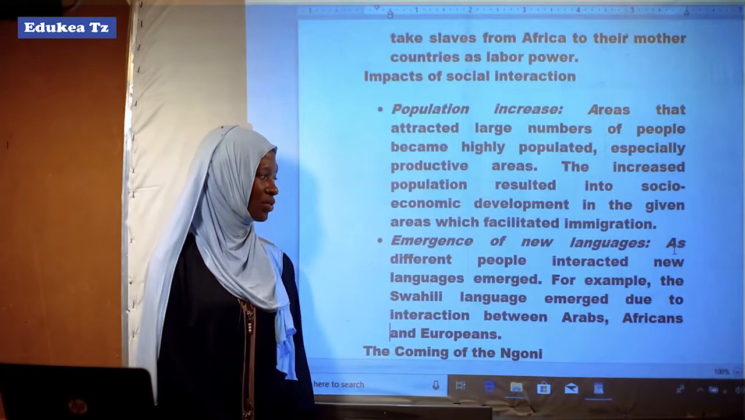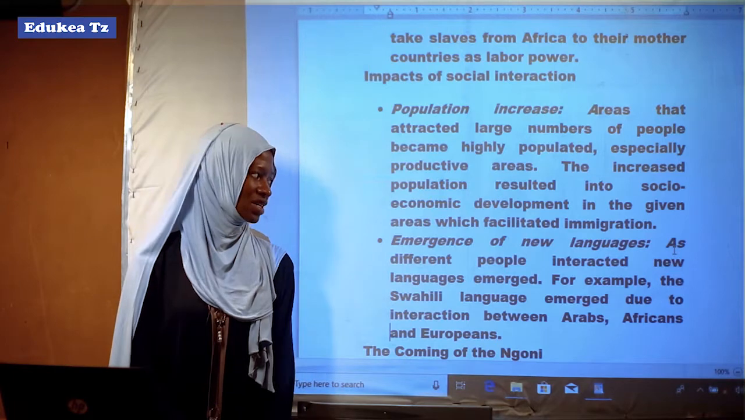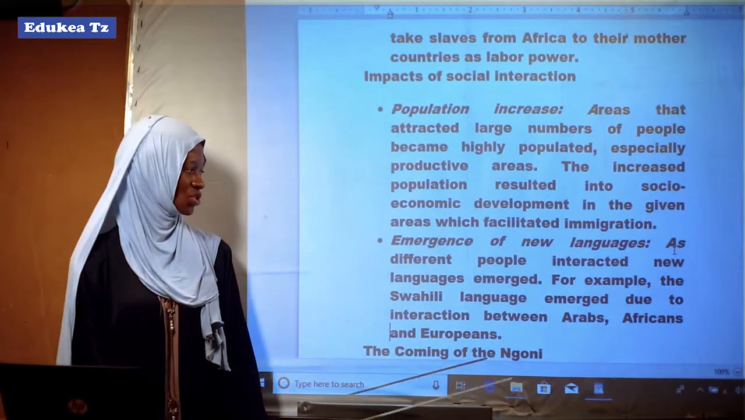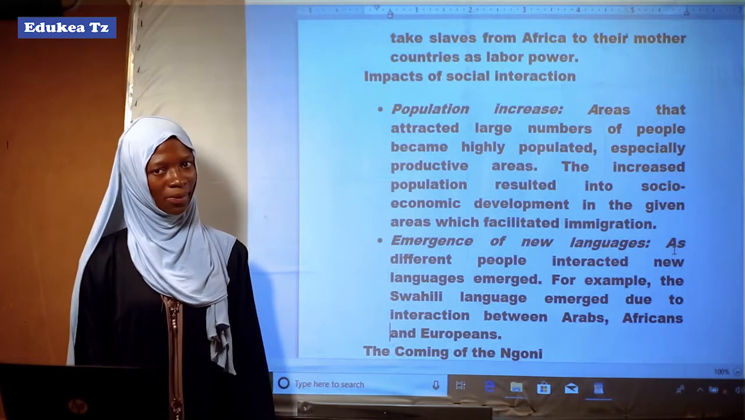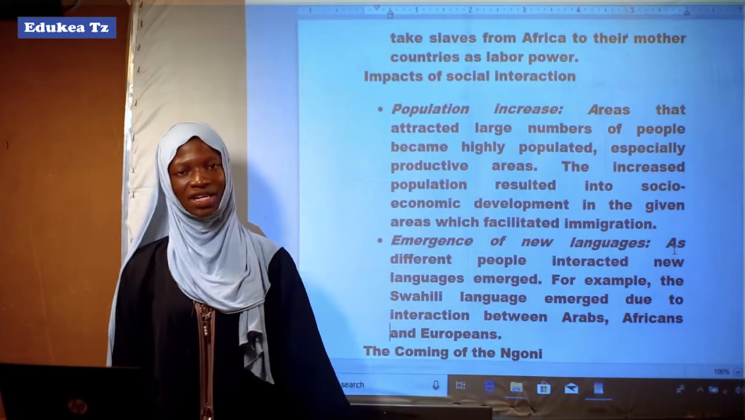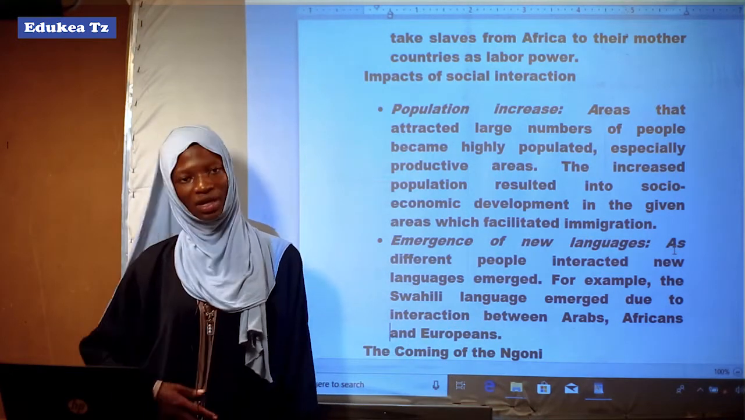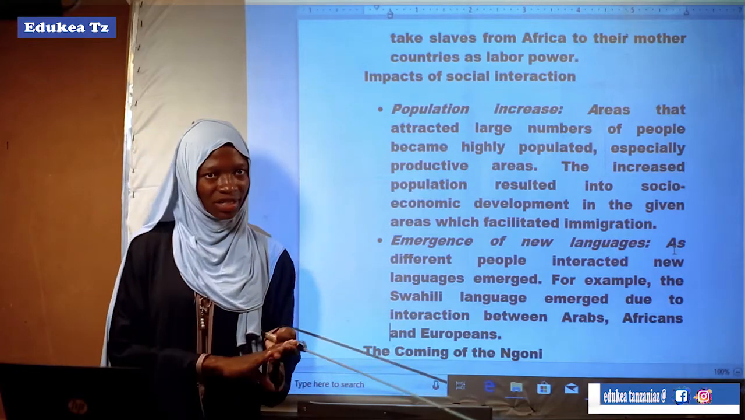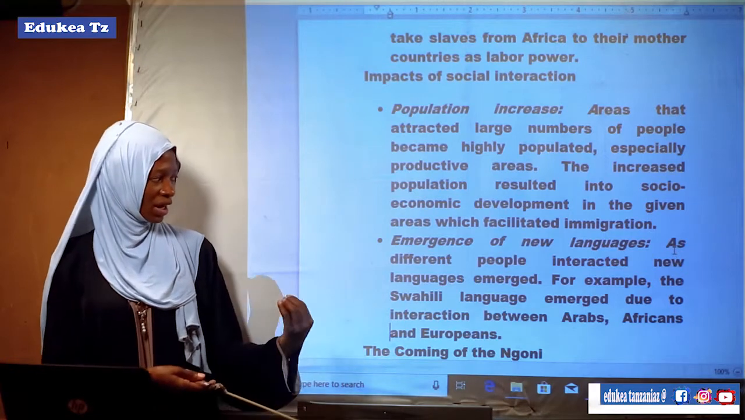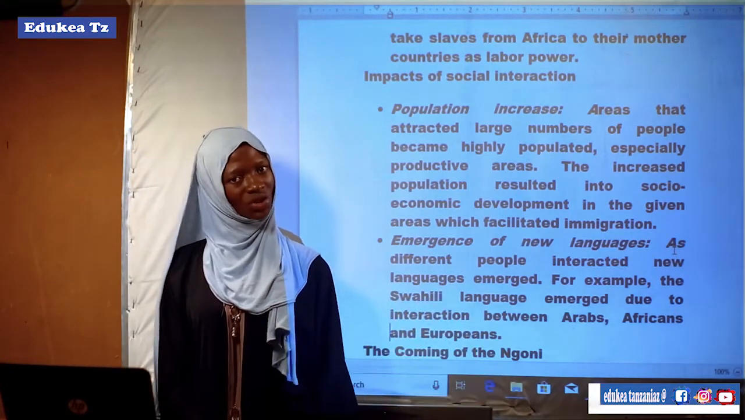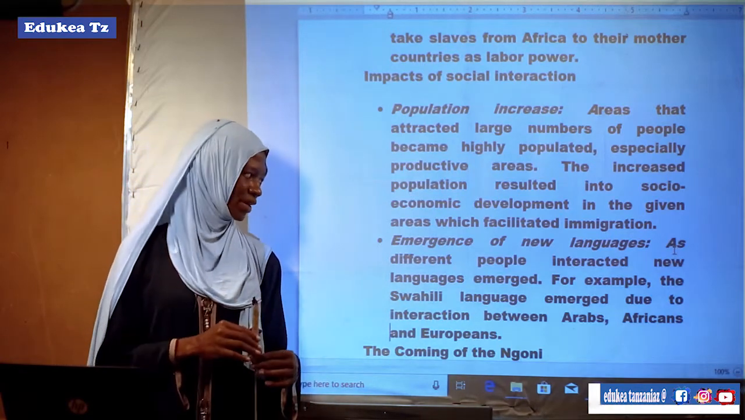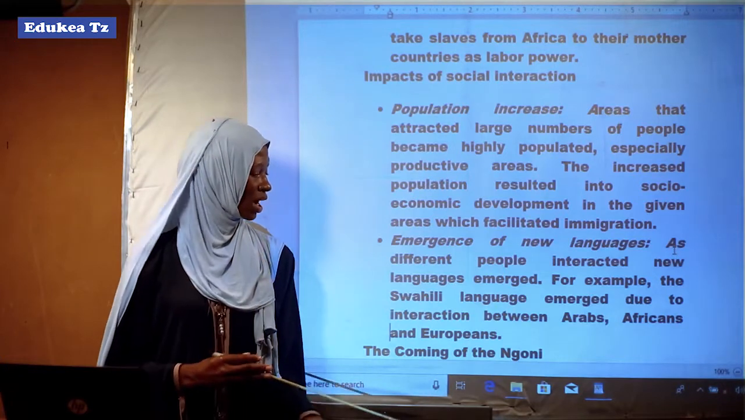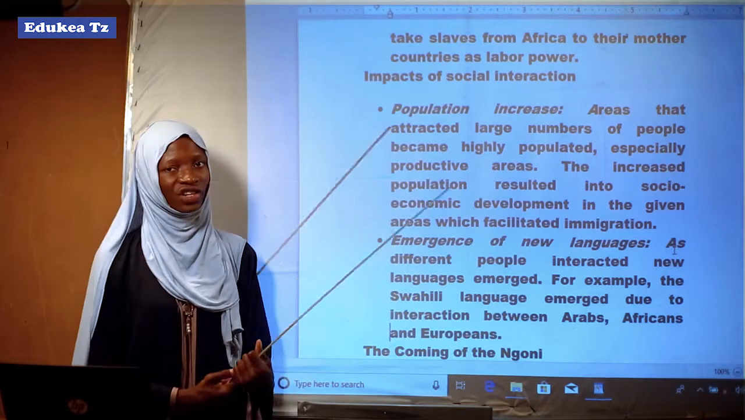Emergence of new languages. As different people interacted, new languages emerged. When one person from a certain society has his or her own ethnic language, and another from another society has his or her own language, when they come into contact, they will affect each other. Therefore, one will adopt another person's language, or they will form their own one language which will facilitate communication. So through this interaction, Africans also experienced the emergence of new language.